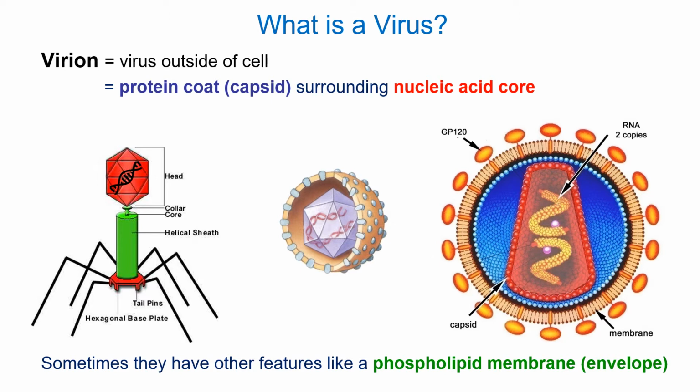First, on the left, we have a bacteriophage. This is a virion that can infect bacteria cells. And then we have two examples of enveloped viruses.